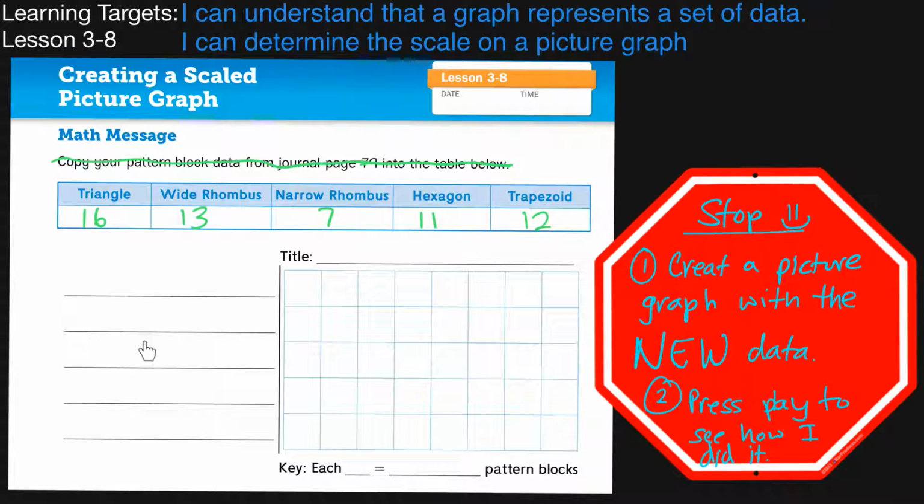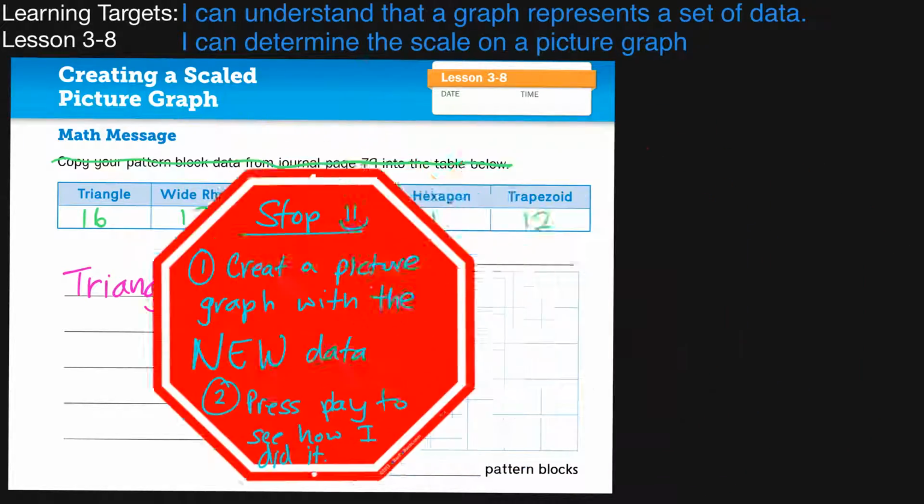Each one of these rows here will represent a different pattern block. So for example, I would probably start mine, you could start yours differently, but I would start mine with triangles. And then the last thing I want you to notice is right here, it's giving you the information for a key. And so you're going to need to decide each box equals how many pattern blocks. So that's up for you to decide. When you get done looking at that, please press play to see how I did it. So right now, stop.